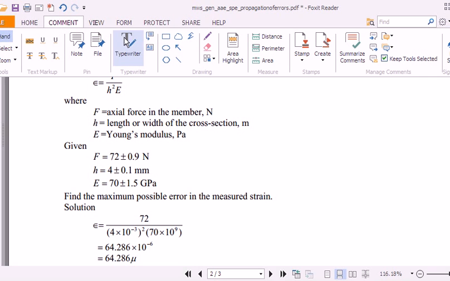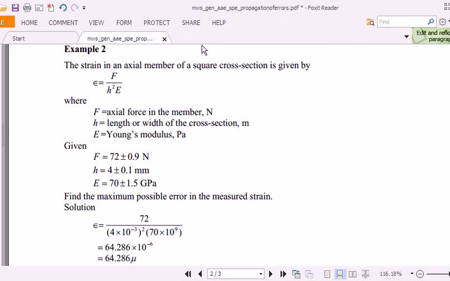I could write that, for instance, as f times h inverse times h inverse times e inverse. So I call this a multiplicative term. All the factors multiply together. Now, of course, you have the inverse also, and we'll see how that affects the result. Let's use the error formula to figure out what the error in epsilon is as a function of the errors in f, h, and e. We'll work that out below.